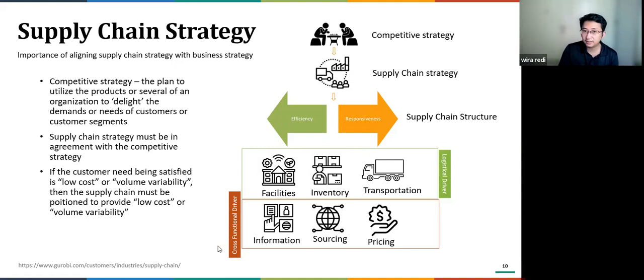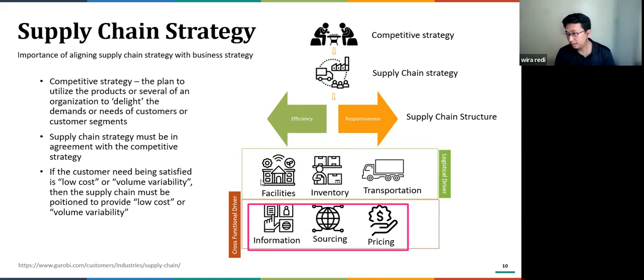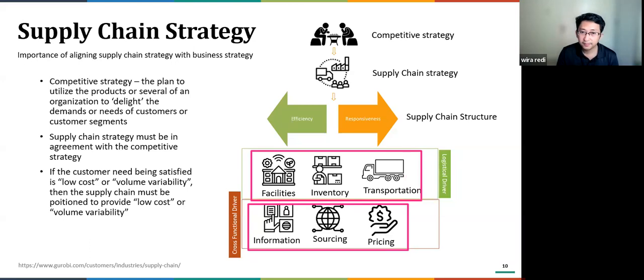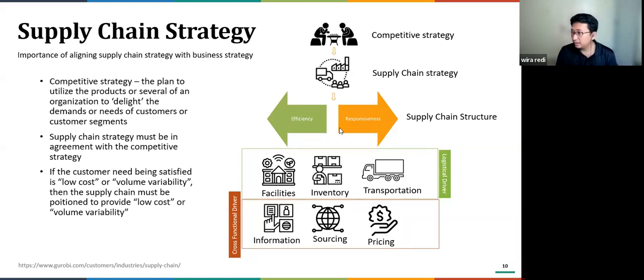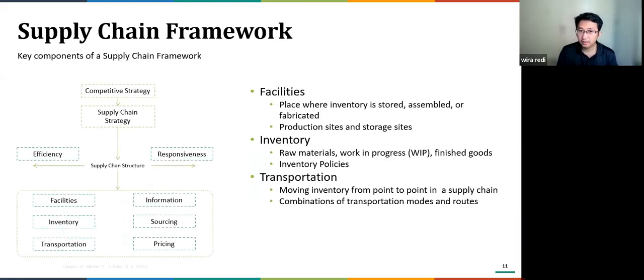Another thing was the cross-functional drivers, which don't really have the tangible components like the logistical drivers. Okay, here are the examples of those supply chain frameworks.